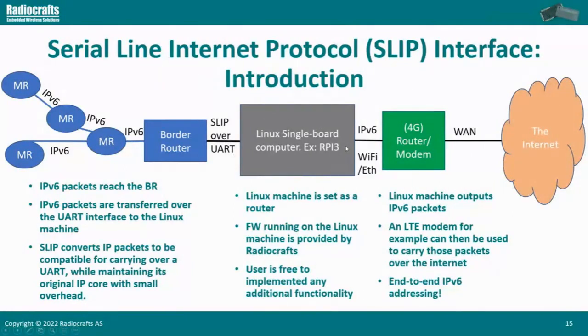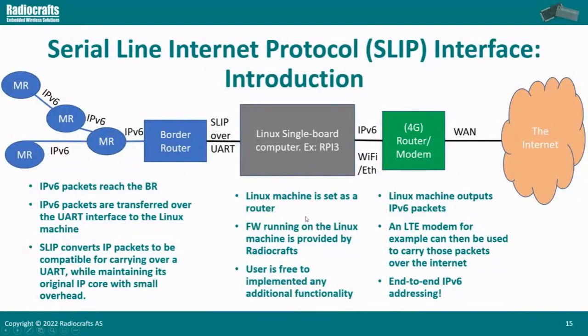This Linux machine can be a Raspberry Pi, for example, any single board computer which uses Linux. So SLIP converts IP packets to be compatible for carrying over UART while maintaining their original IP core with just some small overhead. Now that Linux machine is set as a router, and the firmware you will run on this Linux machine to set it as a router and to accept these packets and to route them out and so on is provided by us.